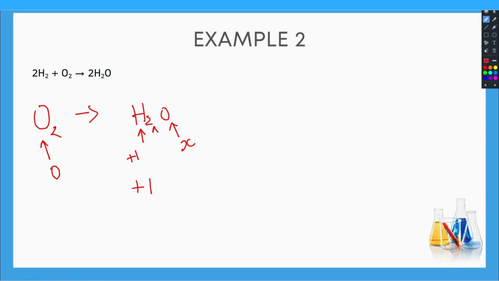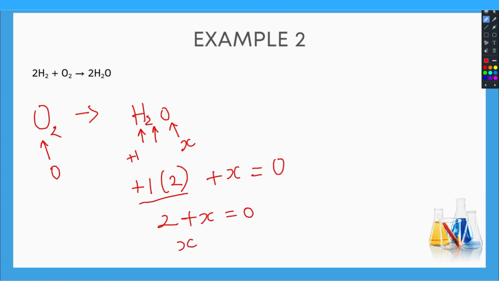Hydrogen has the oxidation number of +1. How many atoms of hydrogen do we have? We have 2. This becomes plus oxygen. We don't know what it is, so we name it X. This is equal to 0 because the sum of all the oxidation numbers in a compound is equal to 0. +1 opens the bracket. This gives us 2 plus X equal to 0. So therefore, X is equal to, we move these 2 to the other side, X now becomes -2. So now, oxygen has the oxidation number of 0. From 0, it moved to -2.